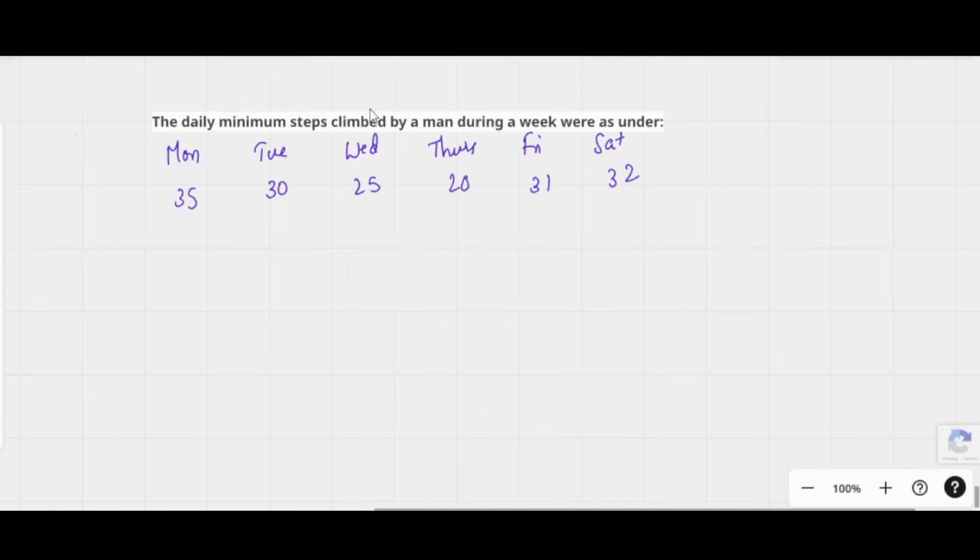Whenever you see this kind of question, you have to understand that you have to do the mean. Okay, mean. So just add all the observations and divide by the total number of observations. So how many are there in total? 1, 2, 3, 4, 5, 6. Then you will get the answer.